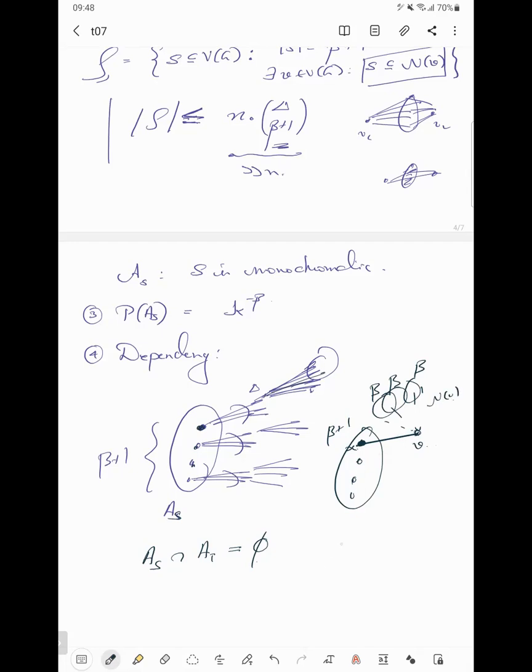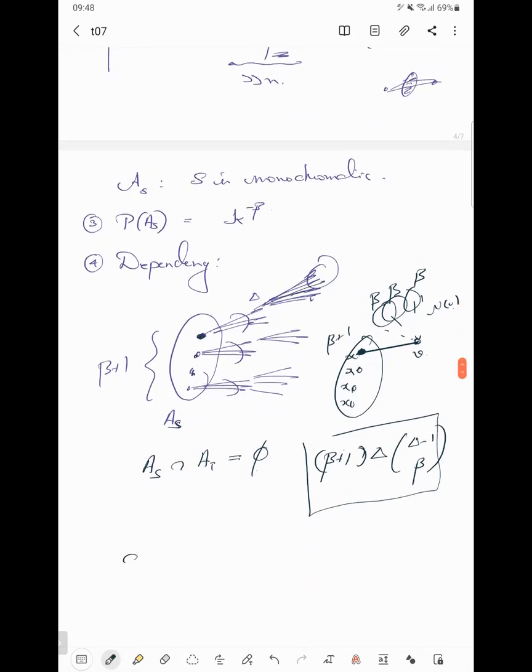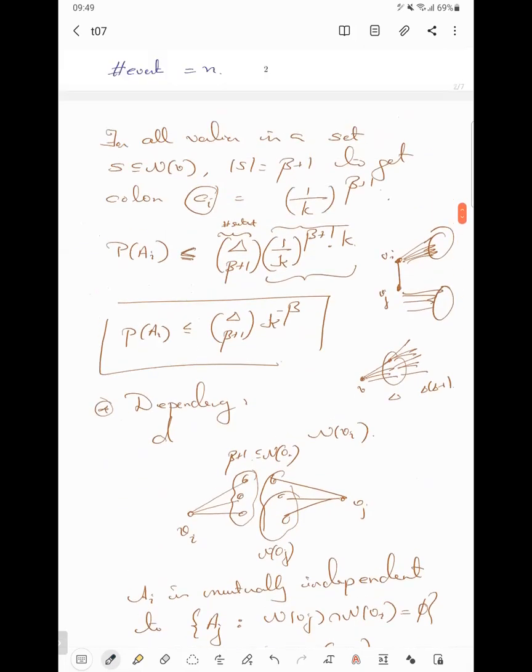So for this choice of B, how many do you have? You have beta plus one choices for X. X could be any of these. There can be delta choices for B, and in fact delta minus one, because X is already one neighbor. Among the other vertices, you have delta minus one choose beta. Okay, so the dependency is at most this: beta plus one, delta, and delta minus one choose beta.